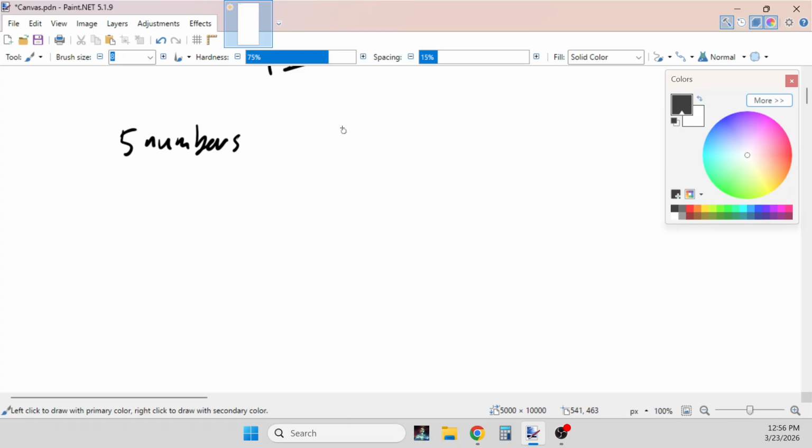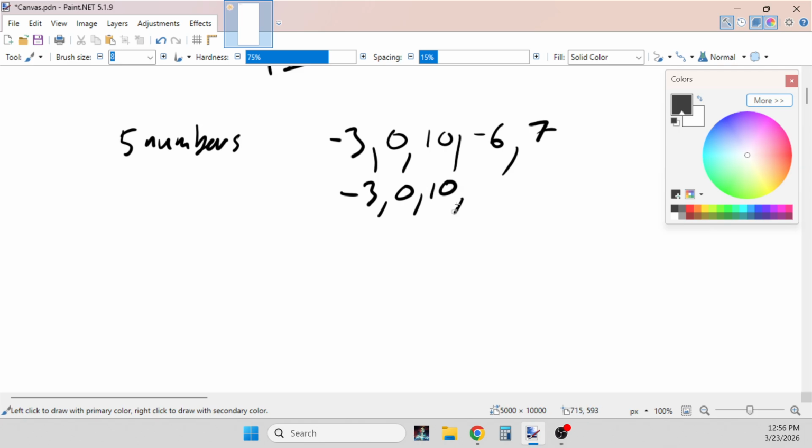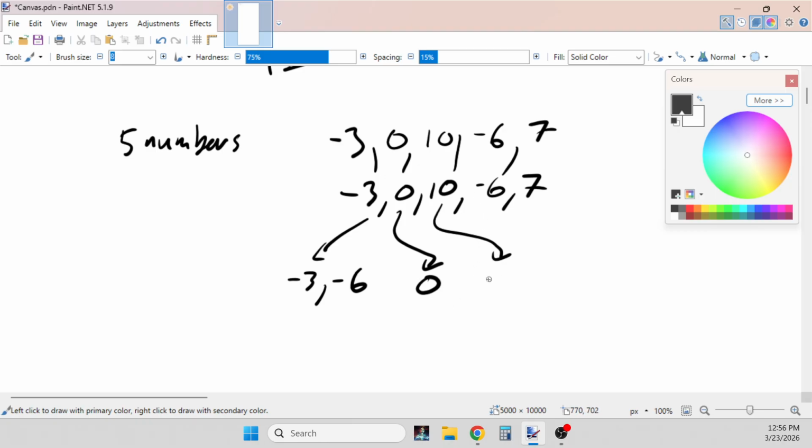Let's say we have negative 3, 0, 10, negative 6, and 7. We want to put them in order from smallest to biggest. First off, all of the negatives are going to go on the left side of 0. 0 is going to divide all of our positive numbers from our negative numbers. So now I've put 0 where it goes. All of the positives are after it. All of the negatives are before it.